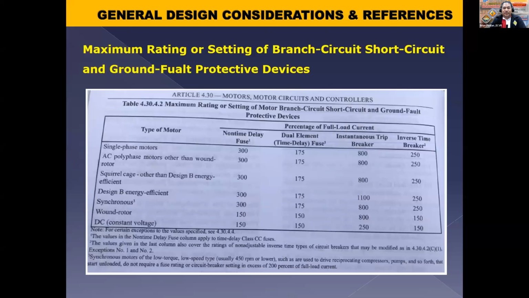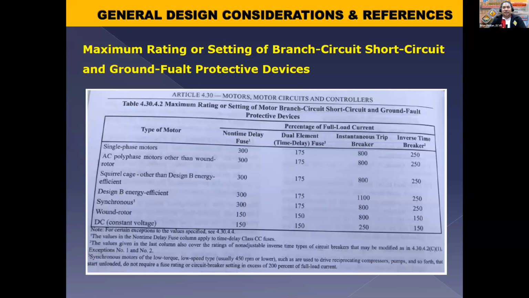So for example, we have an AC polyphase motor or three-phase motor, no? Na hindi wound rotor. Yung mga induction squirrel cage type lang na motors, no? Na yung ordinary nga design A. So kung non-time delay fuse yung protection mo, i-rate mo siya up to 3 times. Up to ha, not 3 times, up to 3 times. So pwede kang 2 times or 2.5 times.